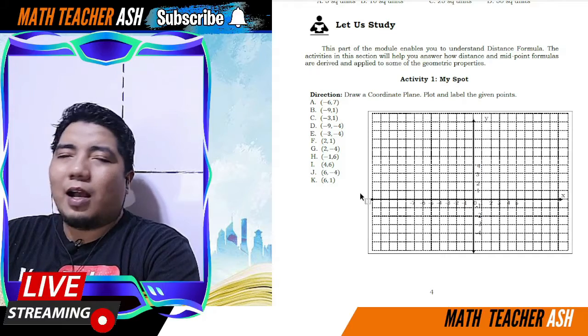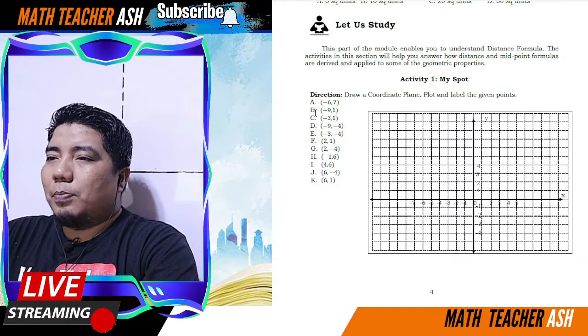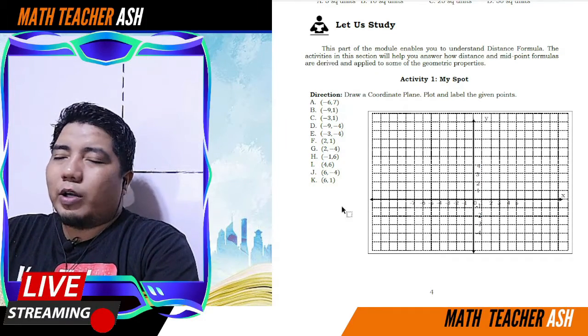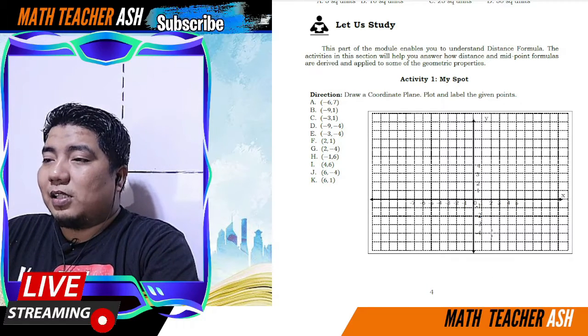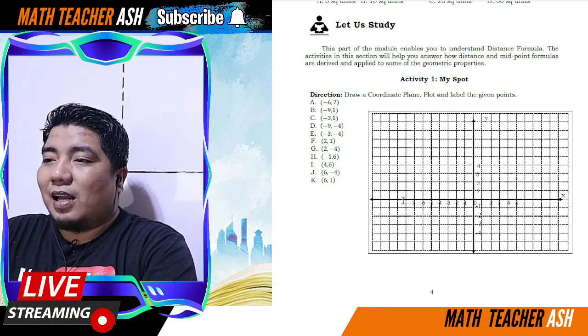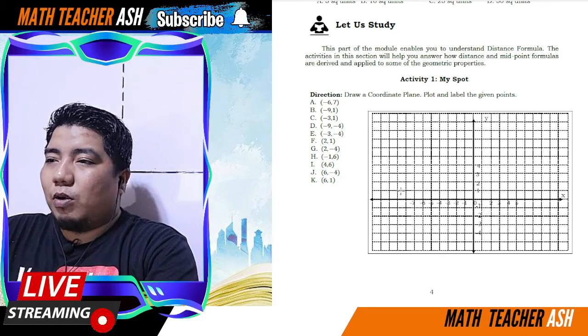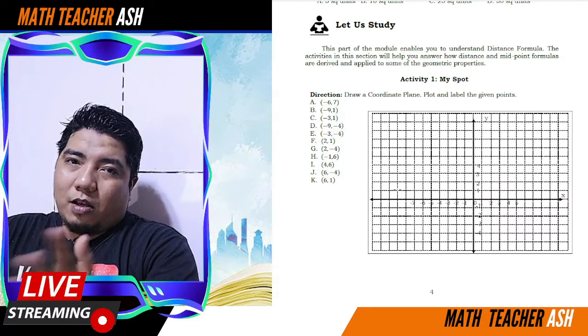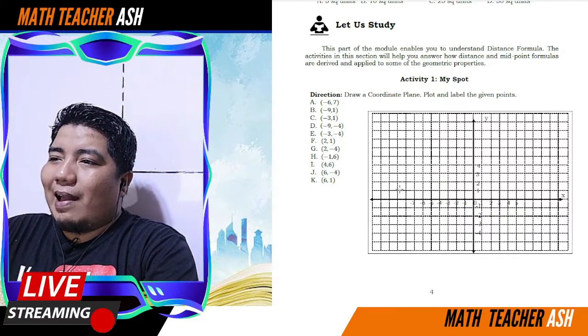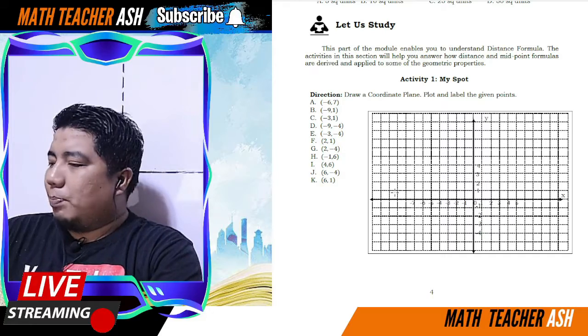So ganun lang din ang gagawin mo sa letter B or sa point B, which is located in -9, +1. So -9, dito pa rin yan sa left side. So 7, 8, 9, nandito yan. And +1, on the upper side pa rin yan. So you go 1 unit upward. So dito ka naman maglalagay ng point B.